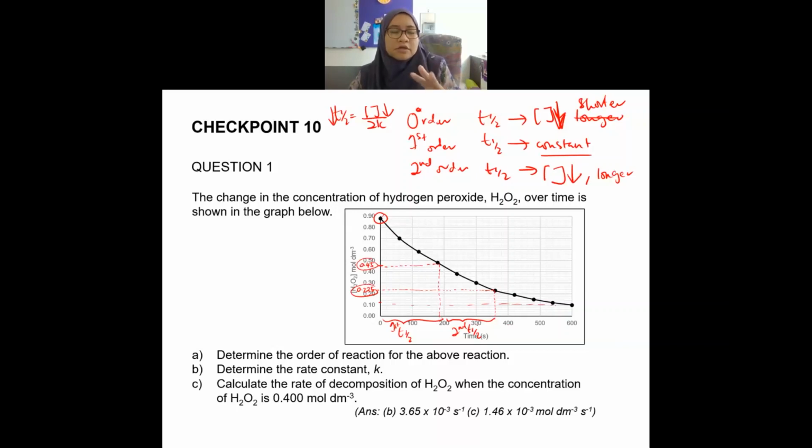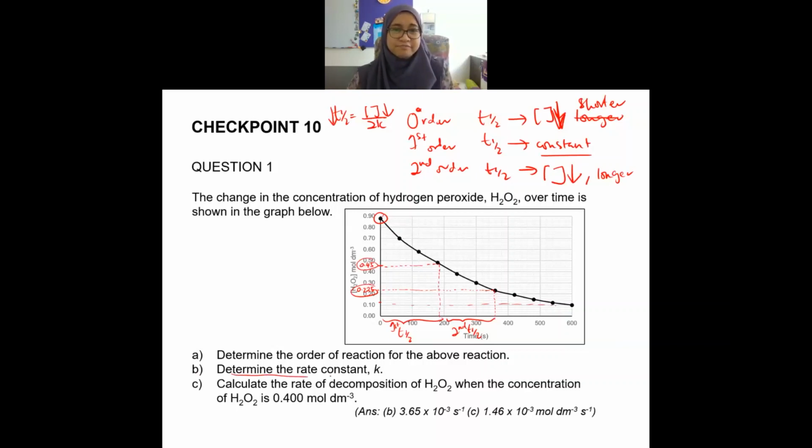So you confirm the first T half, what do you get? And then the second T half, how much do you get? Is it constant? If the values are roughly the same, it means constant. If they differ a lot, it is obvious, meaning it is either zero or second order. So it is first order.